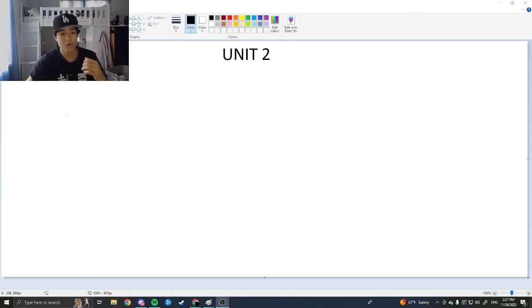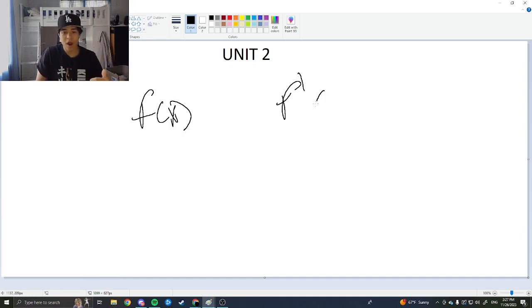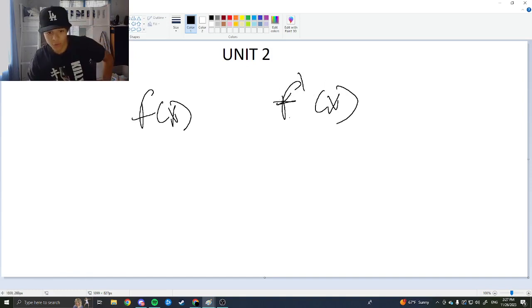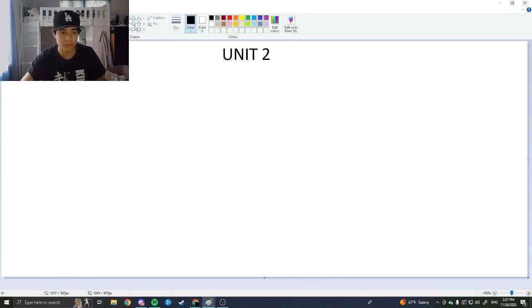So the derivative of any function f of x is called f prime of x. The derivative is the slope at any point. So the derivative of any function f of x is f prime of x. This is just knowledge you have to know before we can start talking about calculus.